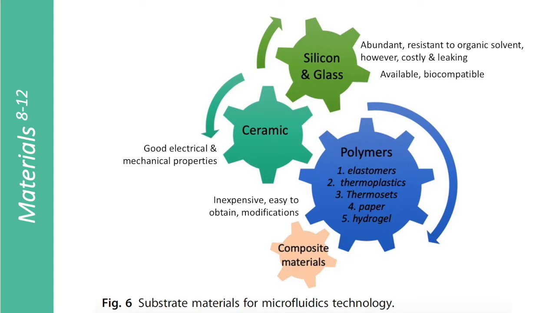Glass is an available and biocompatible material. Ceramics have good electrical and mechanical properties, and polymers have attracted a lot of attention because they are inexpensive, easy to obtain, and flexible for modifications.